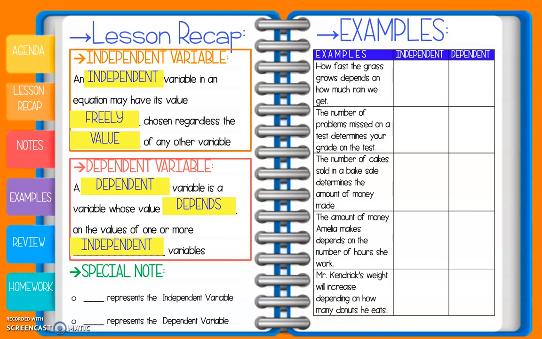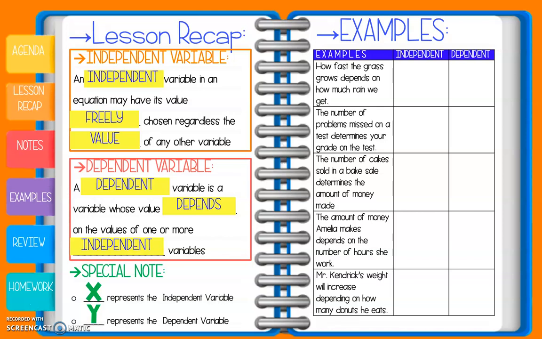So special note, because we're going to have to graph these tomorrow, the x value represents the independent variable, okay? And the y value represents the dependent variable. So when we're making a table of independent and dependent variables, the independent is the x, so it's the first column. The dependent is the y, so it's the second column. When we are graphing, the independent is on the x-axis, and the dependent is going to be on the y-axis.